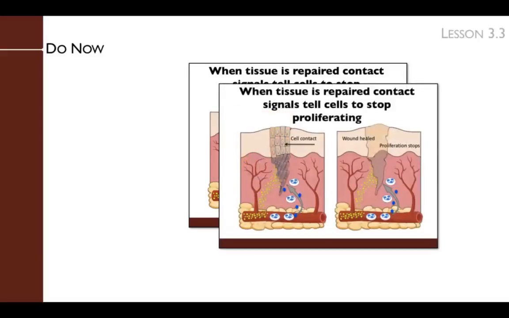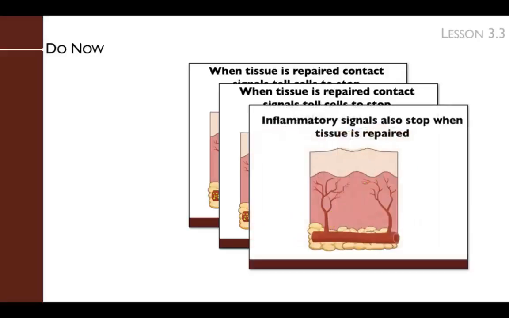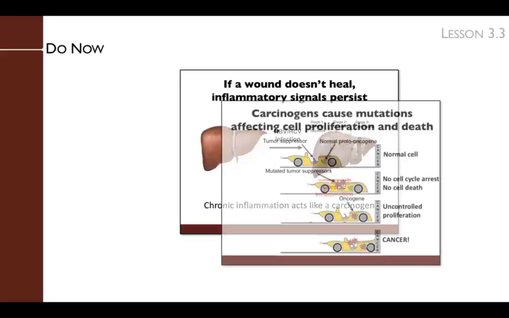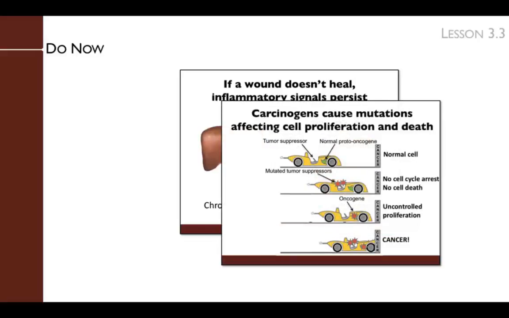In healthy tissue, once a wound heals, the inflammatory response switches off. But what happens when the inflammatory response does not stop? Not only does the wound not heal, the chronic inflammation can act like a carcinogen. How does this happen? Recall that carcinogens cause mutations in genes that control the cell cycle and death. These mutations can result in cancer.